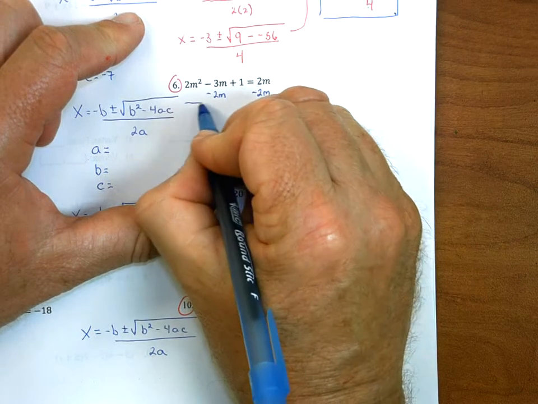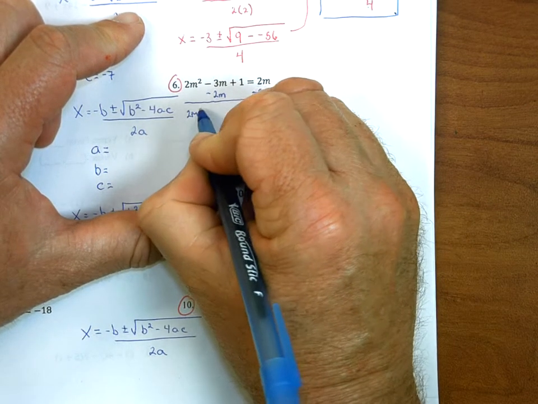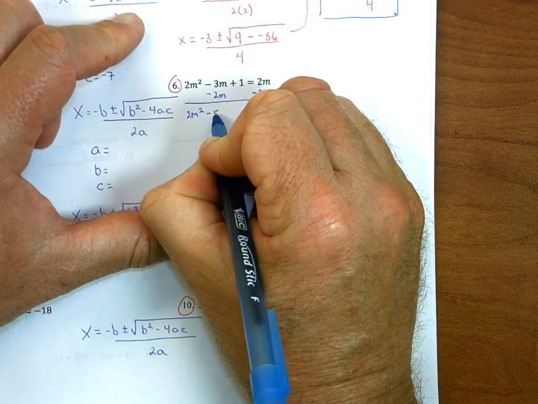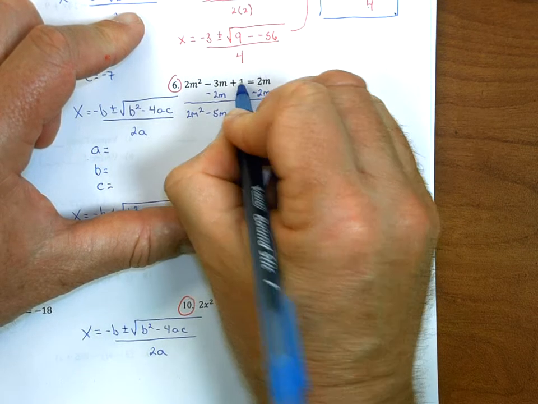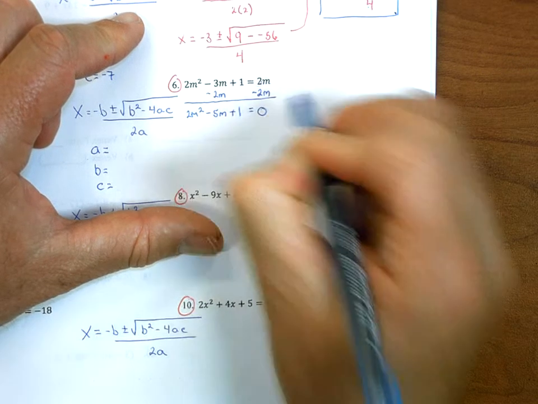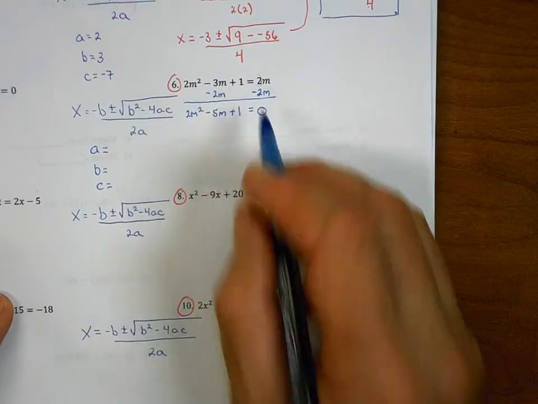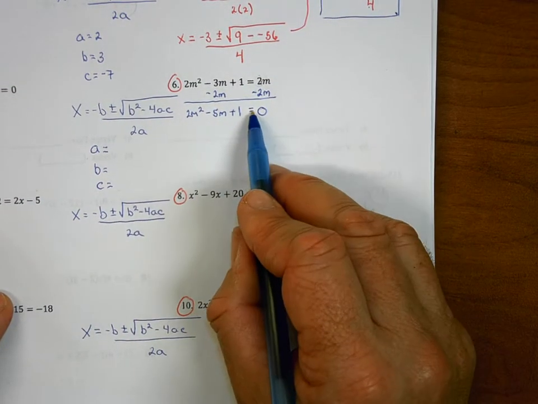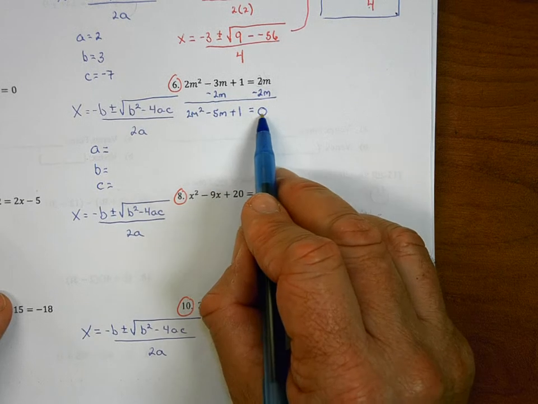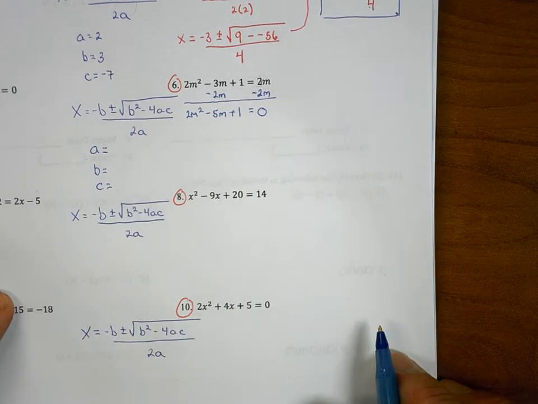Okay, so watch what happens when I do that. I get a 2m squared. Then I get a minus 3m minus 2m, so that gives me minus 5m. Then I get a plus 1. And then I get an equals. What's that equal to? That's 0. So notice I have manipulated my problem by subtracting 2m from both sides. Now I've made this quadratic equation equal to 0. Now I can identify A, B, and C to use the quadratic formula.